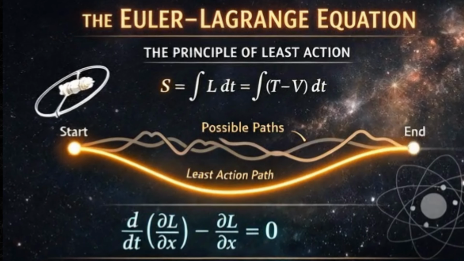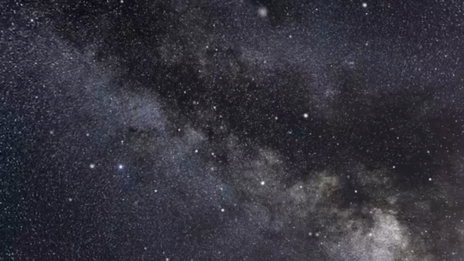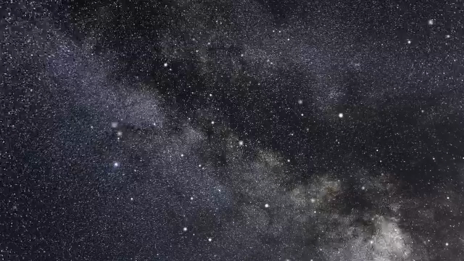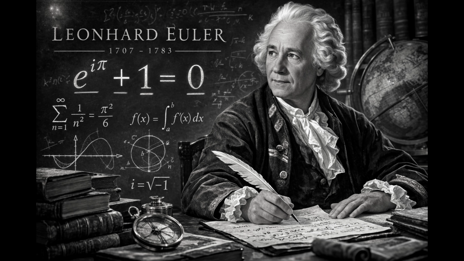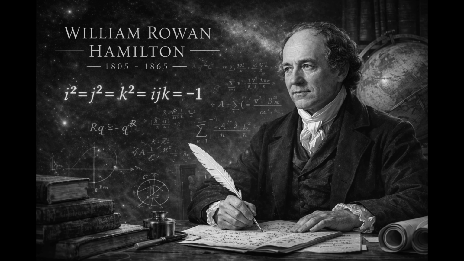Nature selects the path that makes the action stationary. Not necessarily minimum, but stationary. This is called the principle of least action. It was explored deeply by Leonhard Euler and later by William Rowan Hamilton.